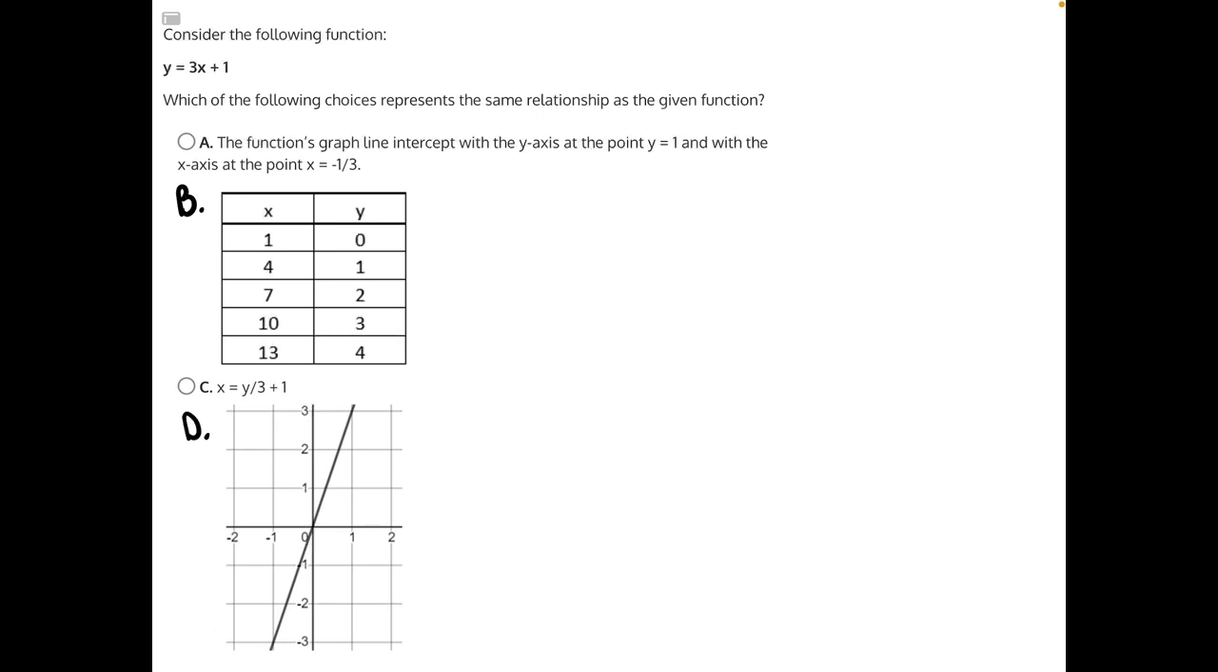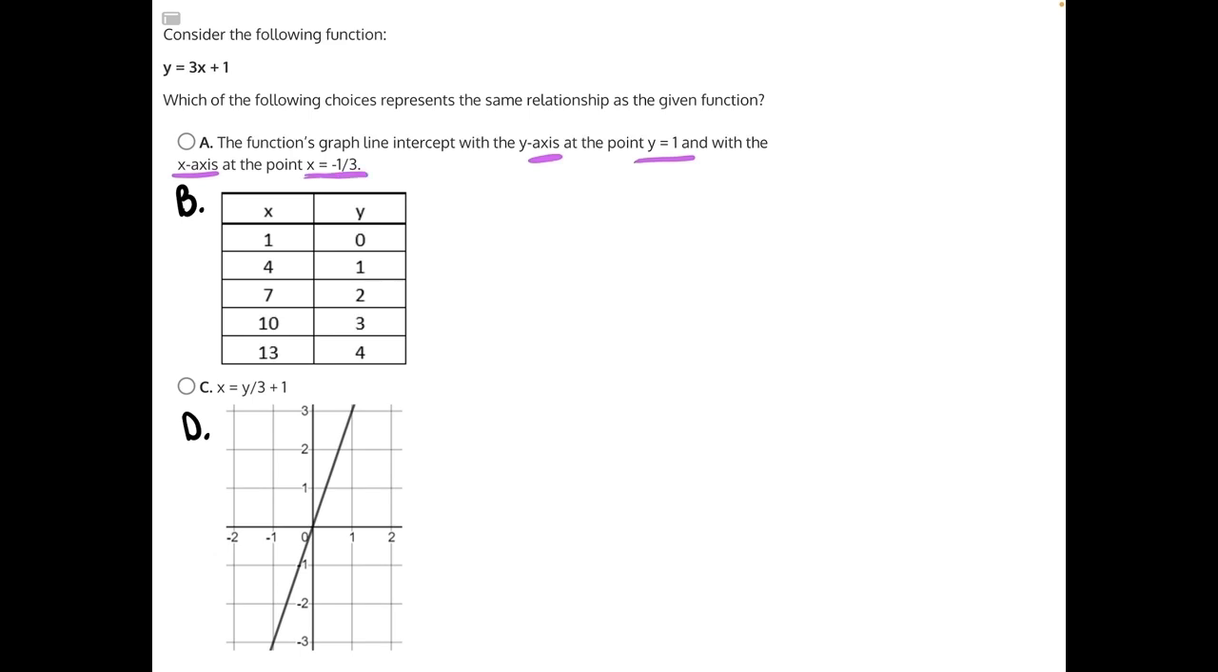Consider the following function. Which of the following choices represents the same relationship as the given function? Let's start by looking at answer choice A. A says the function's graph line intercepts with the y-axis at the point y is equal to 1, and with the x-axis at the point x is equal to negative 1/3.